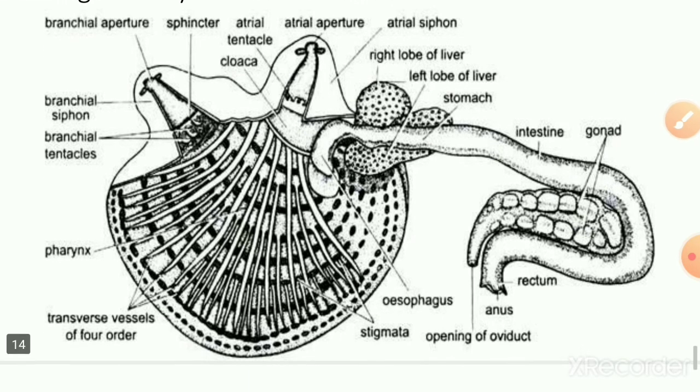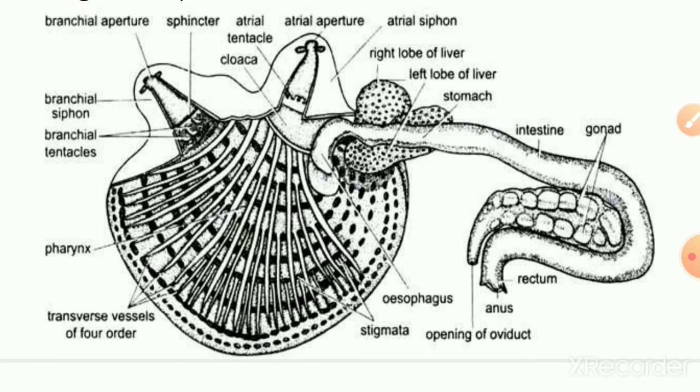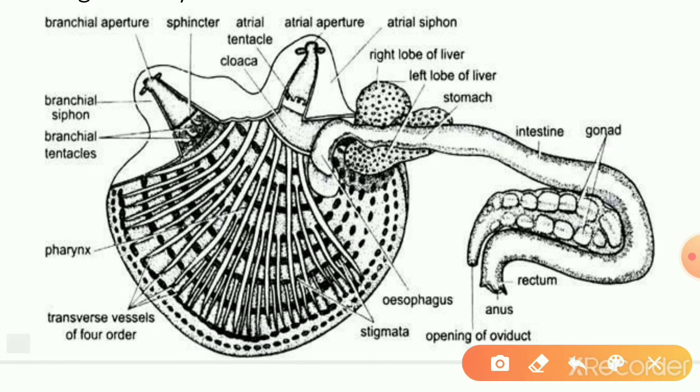Now again, as I have discussed, the food particles go from the branchial aperture to the buccal cavity, then into the pharynx region, and after the pharynx region the food goes into the esophagus. The esophagus is a short, thick-walled, curved tube that leads into the stomach. It also has ciliated grooves to direct the food into the stomach.